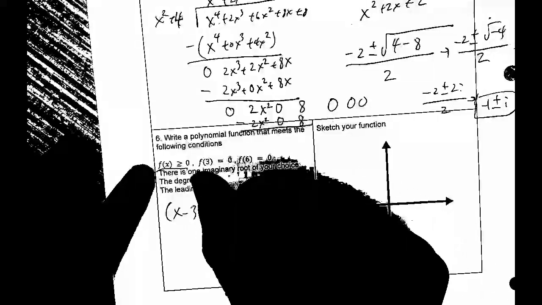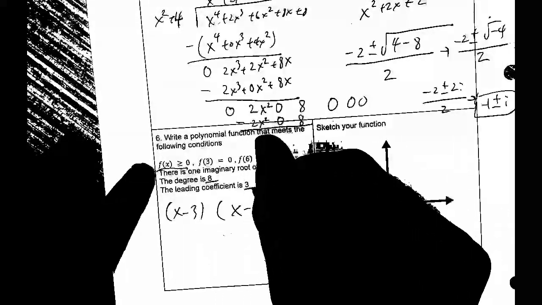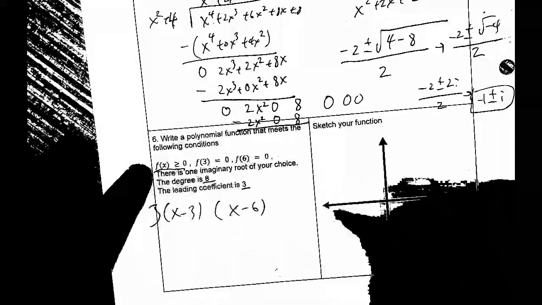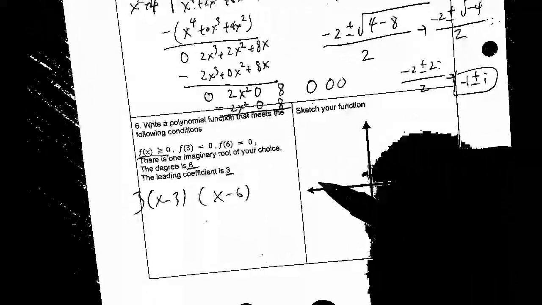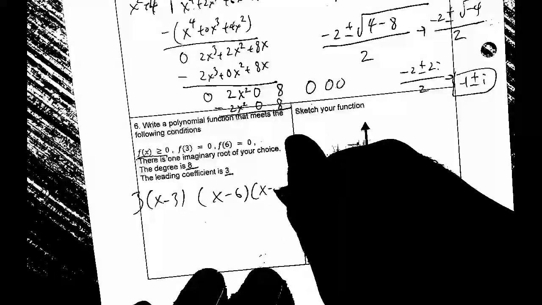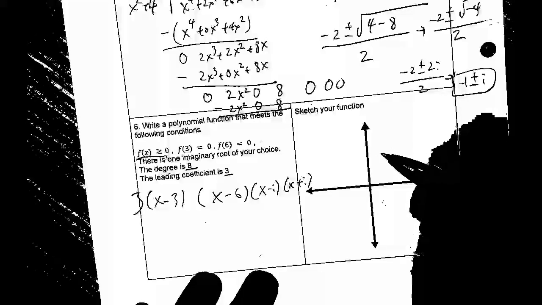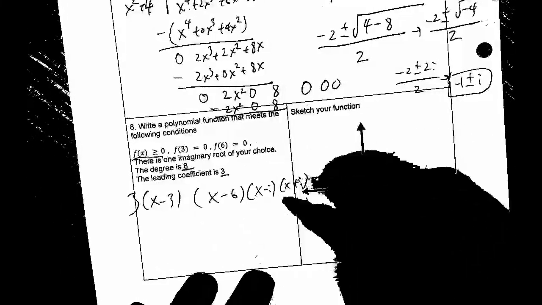We also know that these need to be even multiplicities. We also know that the degree is 8. We also know the leading coefficient is 3. The 3 can just be put out front. That's easy. We also have one imaginary root. There's at least one. You can have more than one if you wanted. But we can write this as something like just x minus i and x plus i, because that's like the simplest imaginary root, right? But so this is looking pretty good.